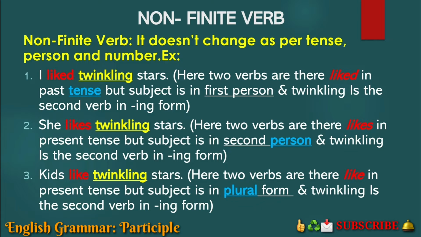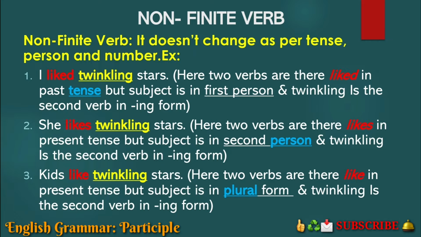Now, we shall study the second sentence: She likes twinkling stars. Again, in this sentence, two verbs are there, as well as a third person subject, that is she. Likes and twinkling are the two verbs in this sentence.